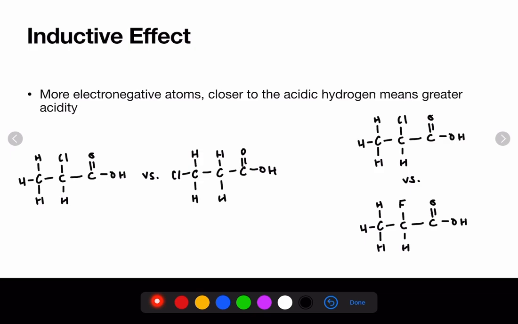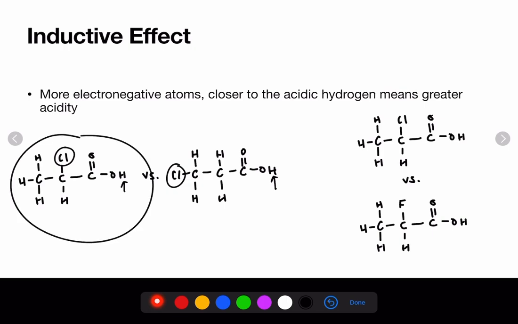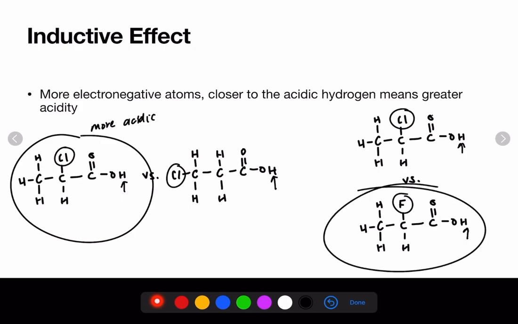For the first pair, the Cl is closer to our acidic hydrogen on the first molecule. On the second, our Cl is all the way on the other side. Thus, the first molecule is more acidic. For the second pair, the electronegative atoms are in the same position relative to the acidic hydrogen. However, the F is more electronegative than the Cl, so this molecule is more acidic.